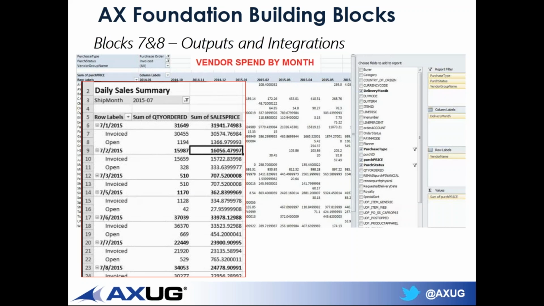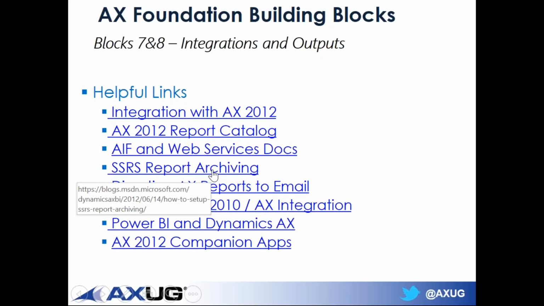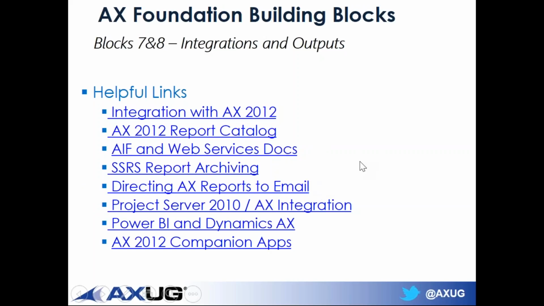All right, so here's a bunch of links that I have kind of hinted on. I have some things out here, some are more technical than others, with integration. But even the report catalog, people don't realize what reports come with AX by default. So I have a link to that. I mentioned a couple things about SSRS with report archiving and sending the email. So there's a couple of good links there.